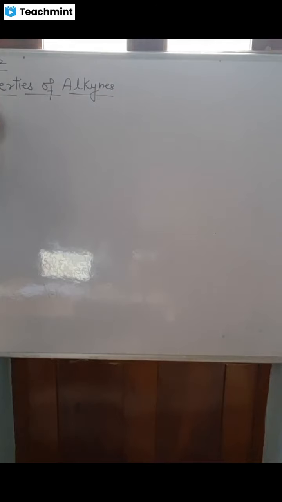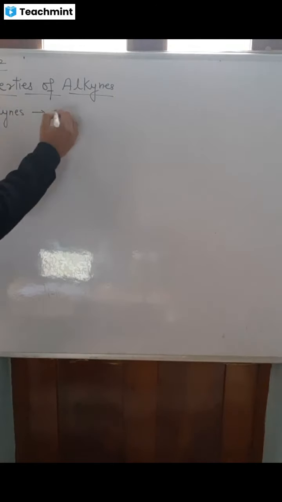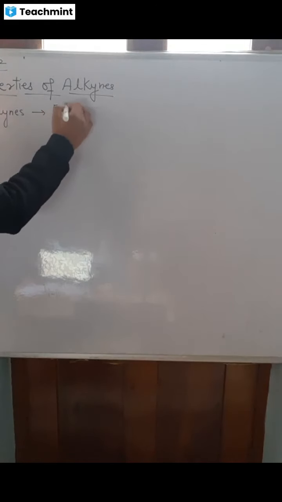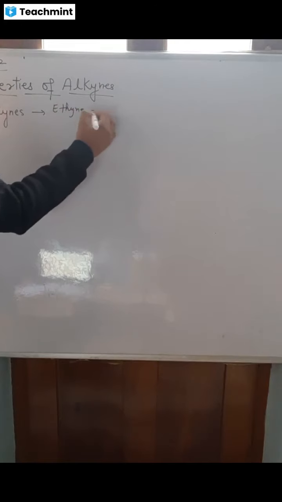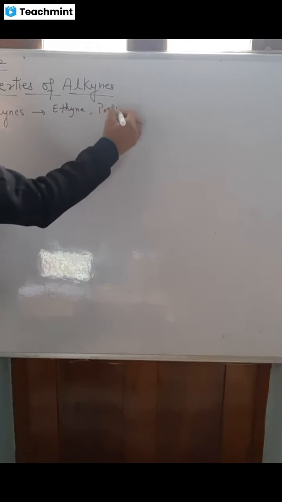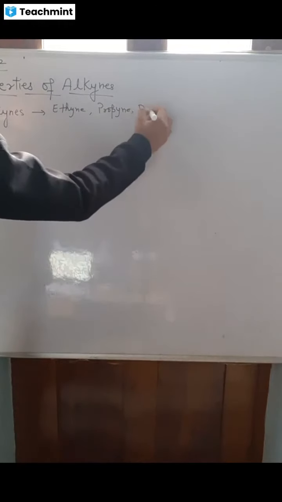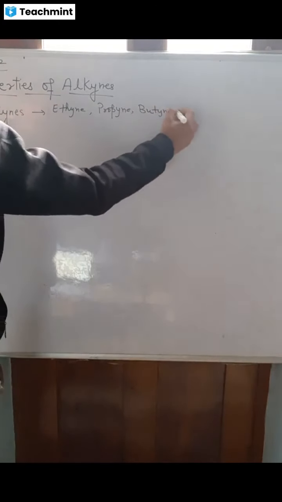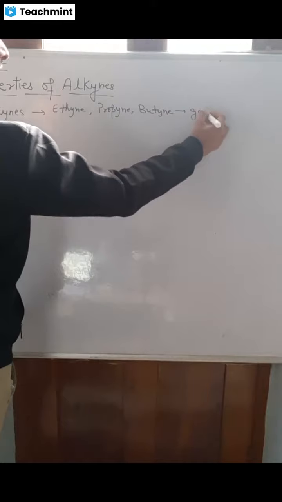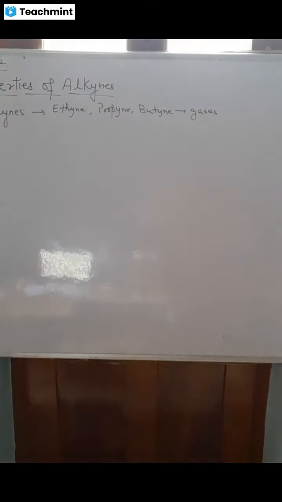First, the physical properties. The first three alkynes, that means ethyne, propyne and butyne, are gases.